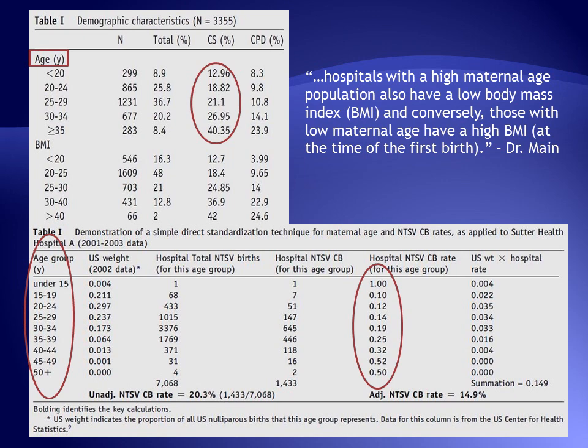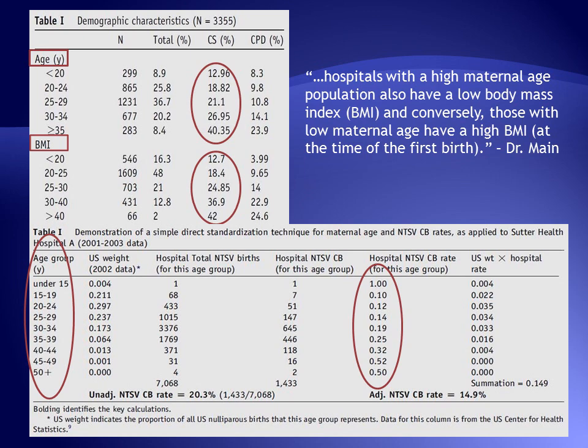In order for Dr. Main to make the claim that an analysis using logistic regression indicates that age strata had marginal impact on the outcome, there has to be a risk factor for cesarean birth that decreases the risk of cesarean birth for older women. Dr. Main provided that risk factor several times with his observation that hospitals with a high maternal age population also have a low body mass index, and conversely, those with low maternal age have a high BMI.